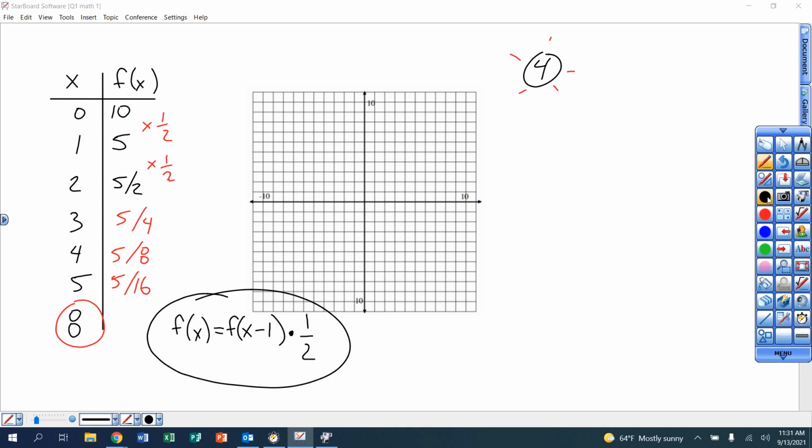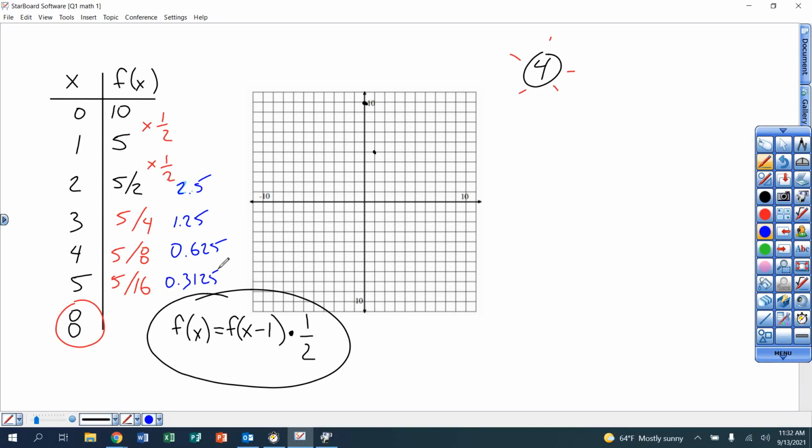If I was to graph it, 0, 10, 1, 2, 3, 4, 5, 6, 7, 8, 9, 10. Over 1, up 5. 1, 2, 3, 4, 5. Over 2, up 2.5. So these, you might want to start writing as actual decimal numbers, a little bit easier to graph than fractions. 5/4 is 1.25. 5/8 is 0.625. 5/16 is 0.3125. Those are the small values.